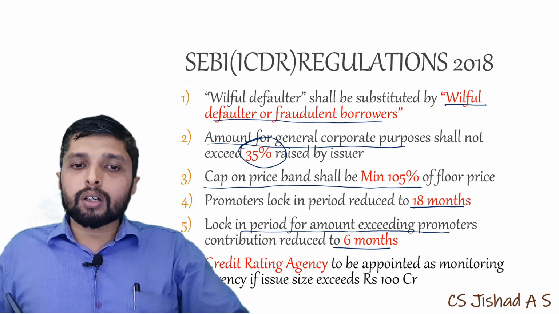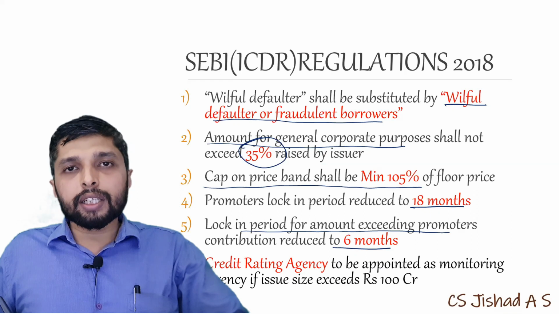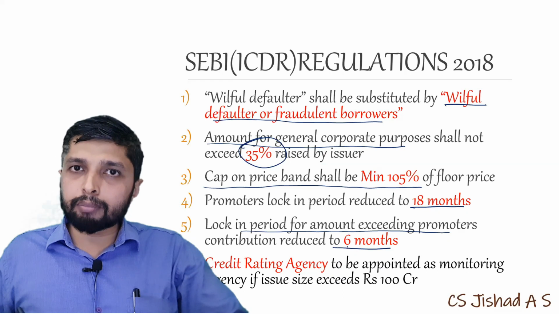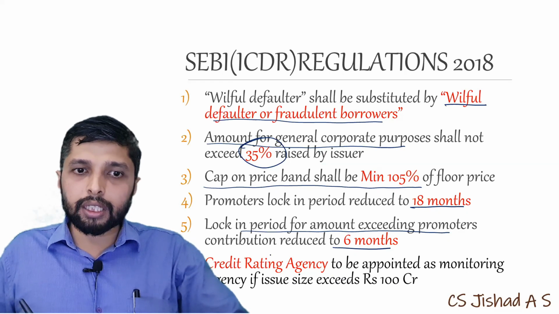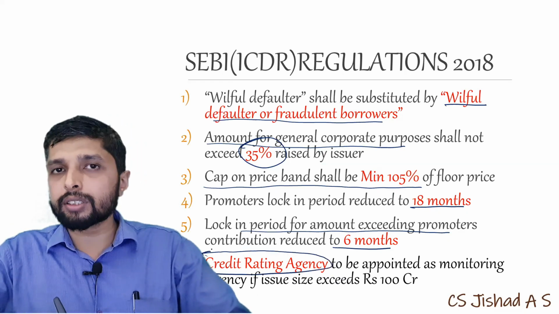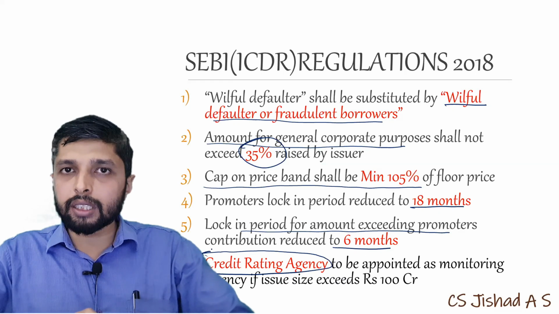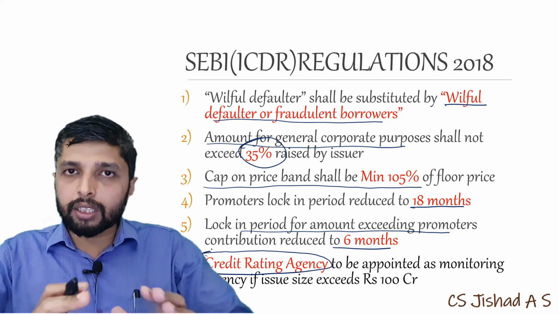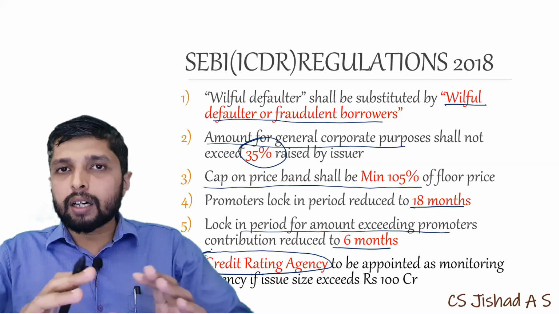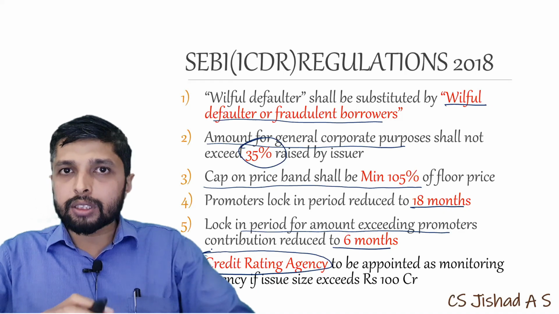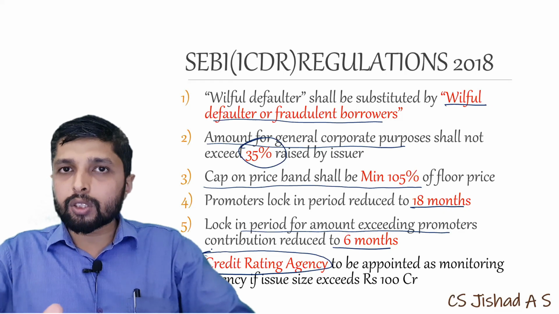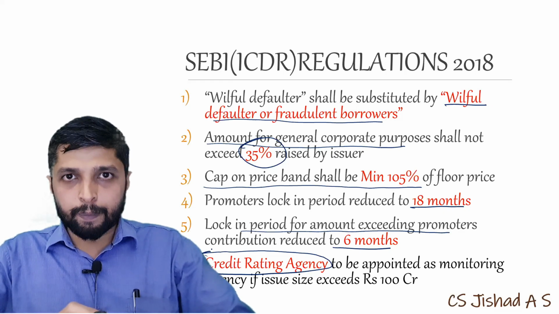Then for issue size exceeding rupees 100 crore, a monitoring agency has to be appointed. Earlier it was a bank or public financial institution. Now the provision has been amended. Now we have to appoint a credit rating agency as monitoring agency if the issue proceeds exceed rupees 100 crore. Okay. So these are the major amendments which are applicable for the examination, which is going to be held on 15th of July 2023. Okay.